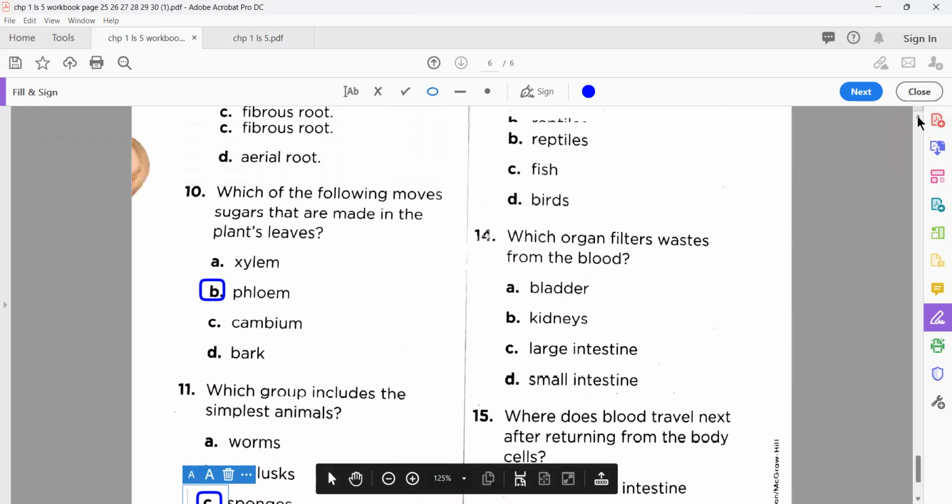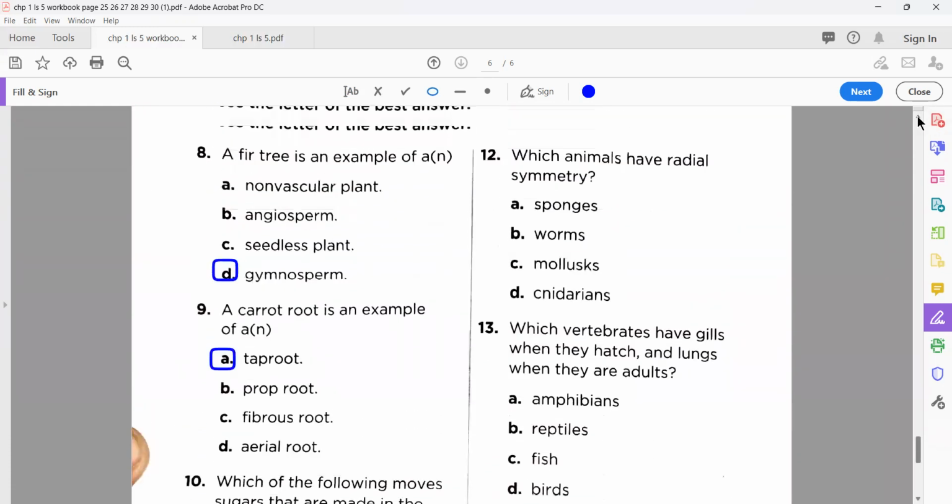Now move to number 12. Which animals have radial symmetry? They are in the form of a circle. Worms are sometimes elongated, mollusks are also not, and sponges are asymmetrical. So radial symmetry is present in cnidarians.